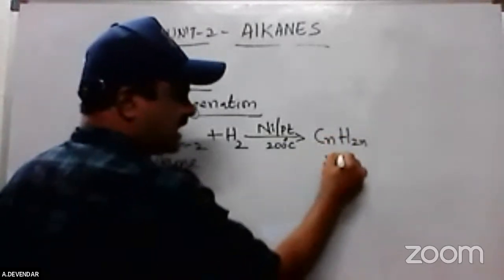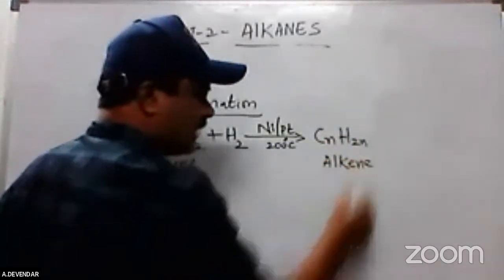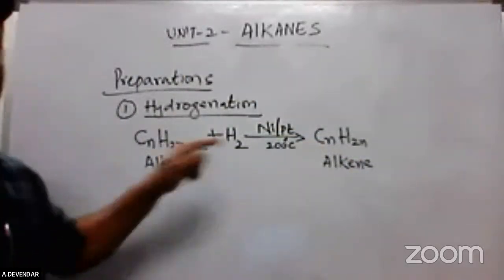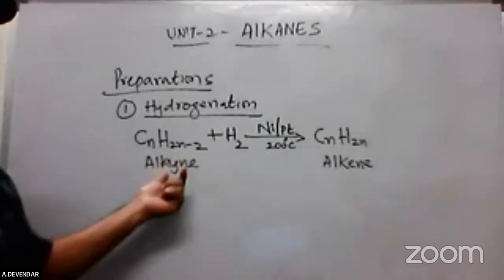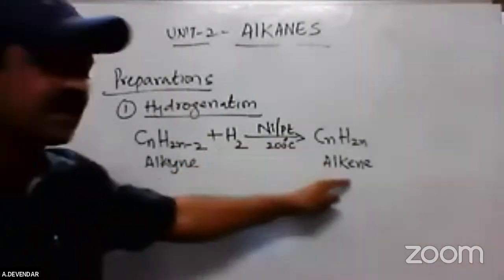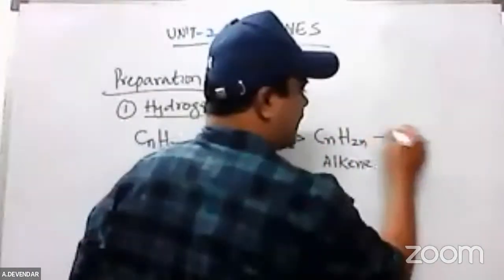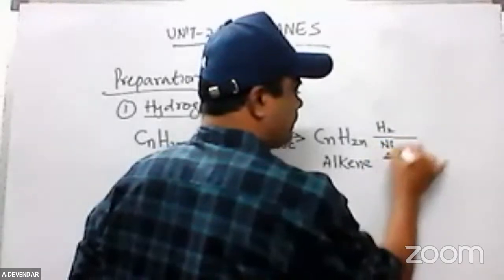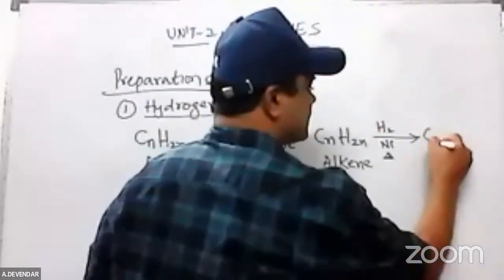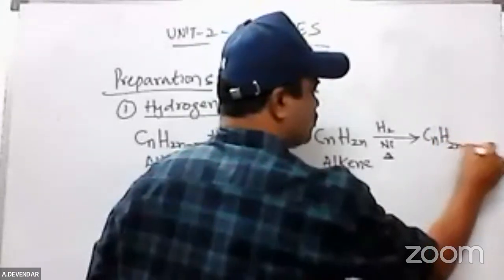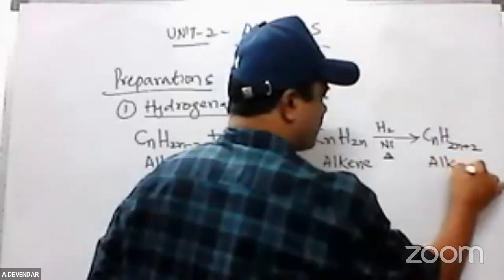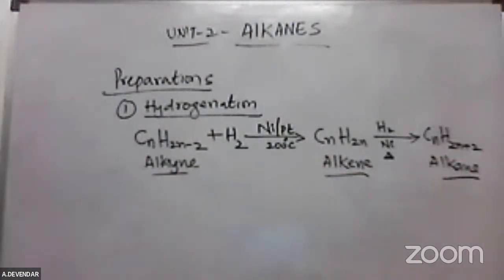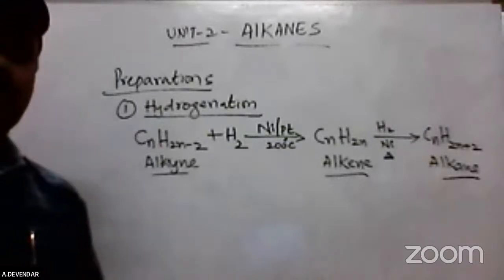It is called alkene. This is very important, because it is also one of the preparation methods for alkenes. This alkene is further hydrogenated in the presence of a nickel catalyst and temperature. Then you get CnH2n+2, which is the alkane. See friends, it is a very simple equation. Once you remember it, it is a fixed one.